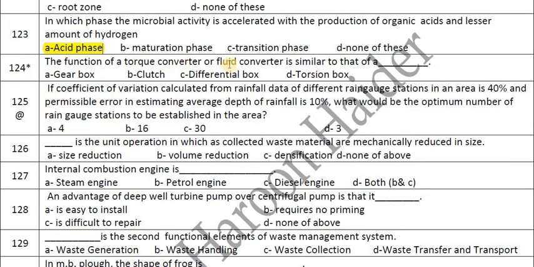The function of a torque converter or fluid converter is similar to that of a gearbox. If the coefficient of variation calculated from the rainfall data of different rain gauge stations in an area is 40% and permissible error in estimating average depth of rainfall is 10%, what would be the optimum number of rain gauge stations to be established in that area? So 16 rain gauge stations are required.